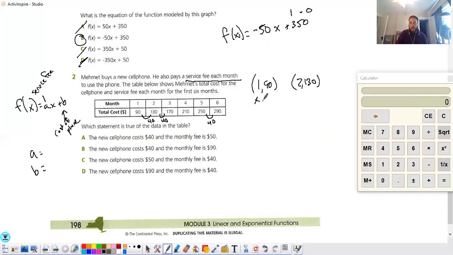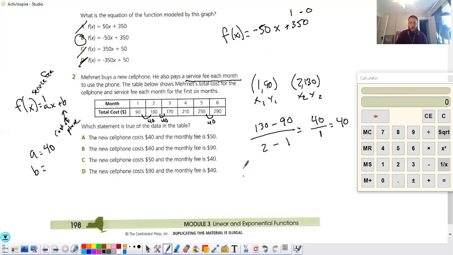So remember the slope, we have x1, y1, x2, y2. Take y2, so 130 minus y1, which is 90, over x2, which is 2, minus x1, which is 1. We'll see here that it's 40 over 2 minus 1, which is 1. So our slope is 40. So each month it increases by 40.